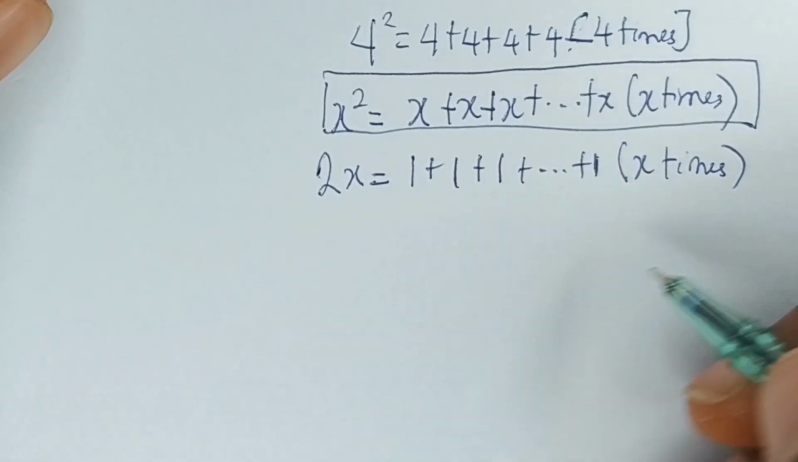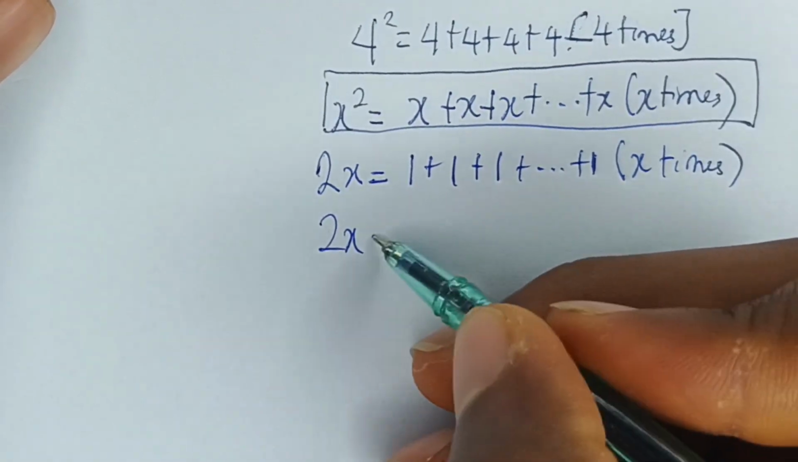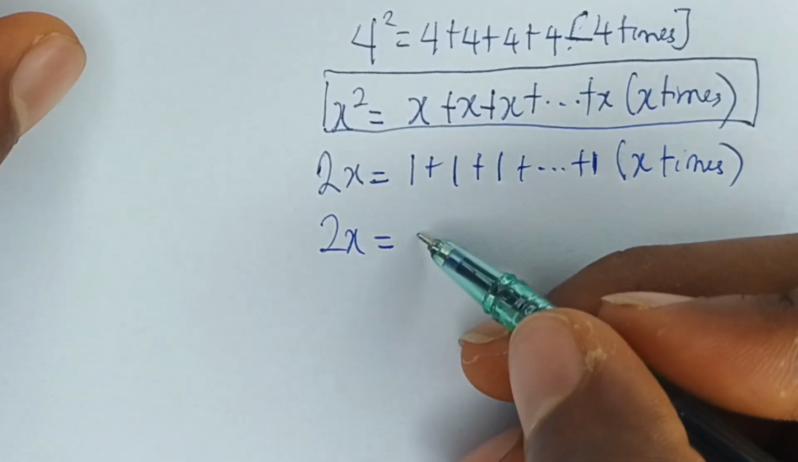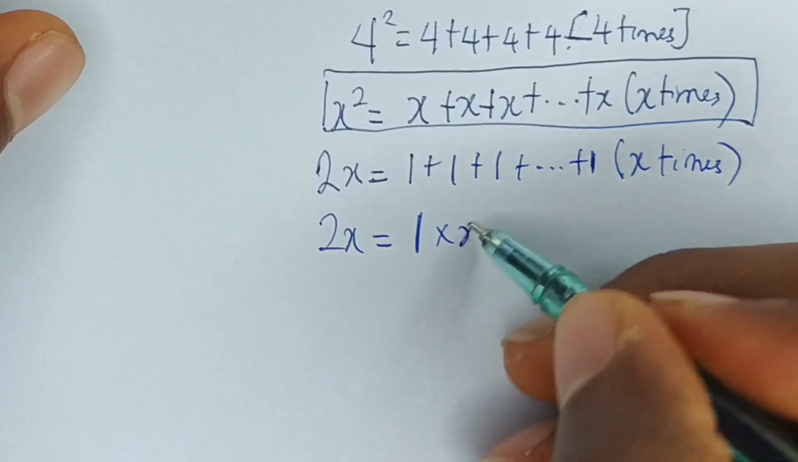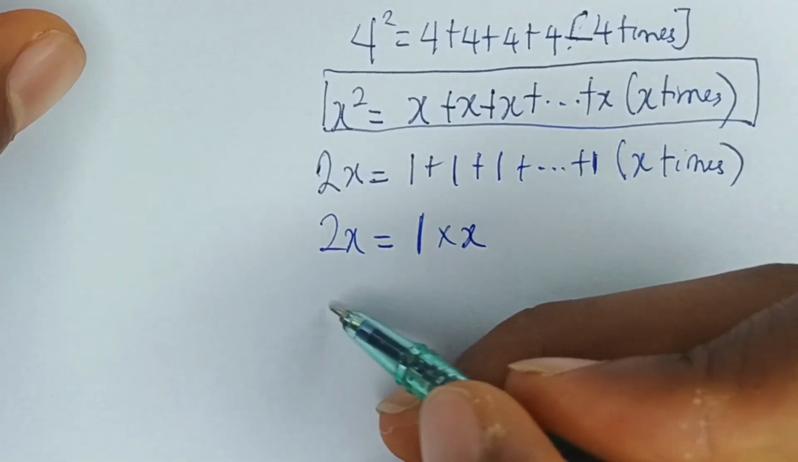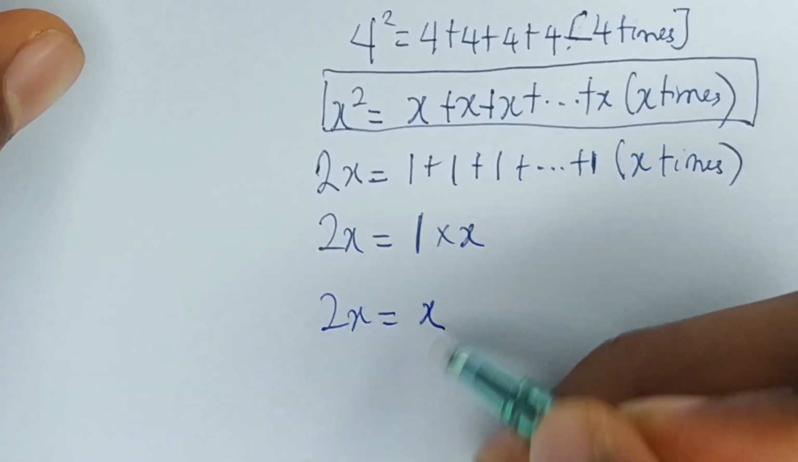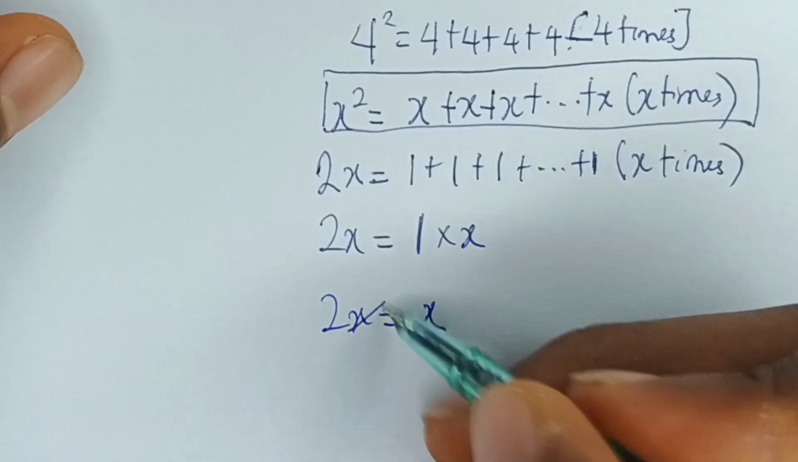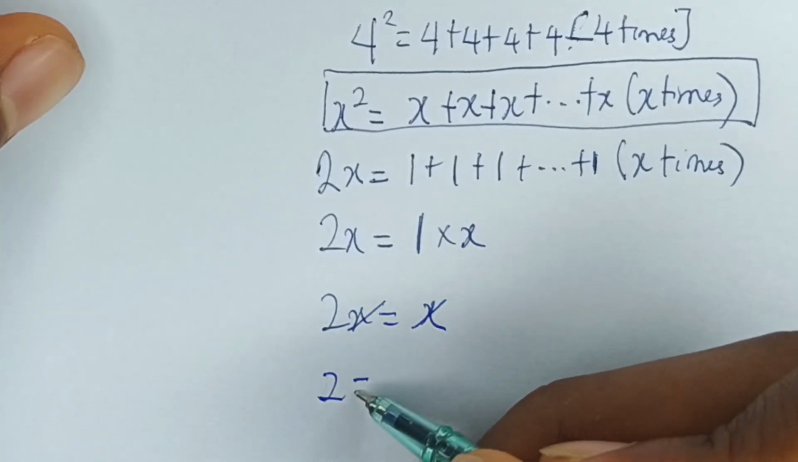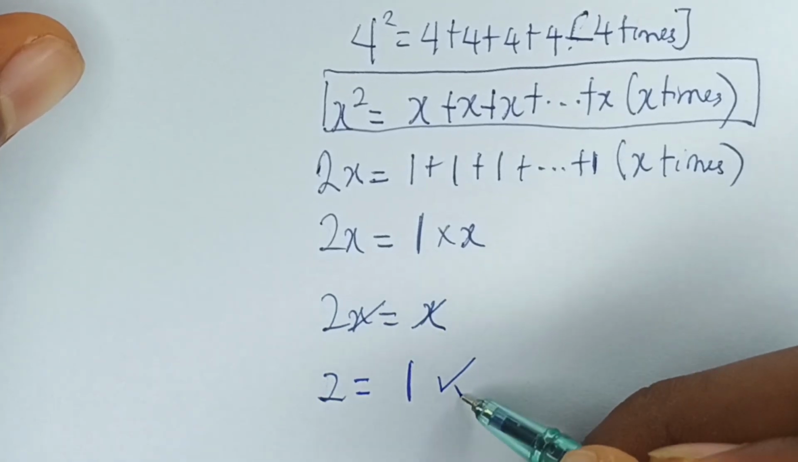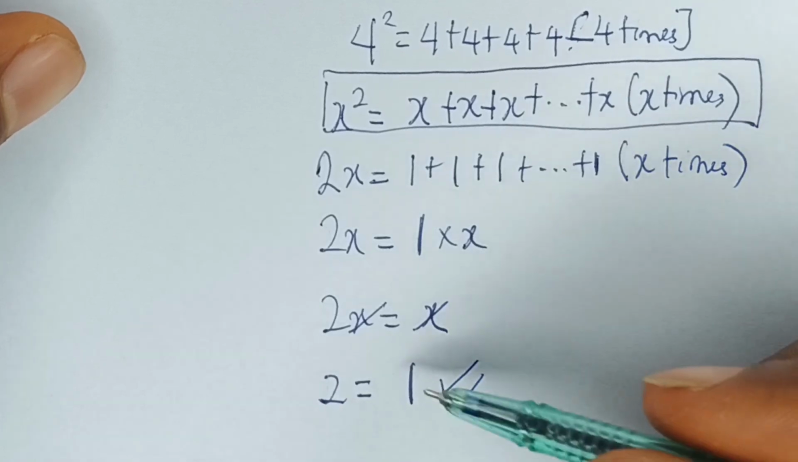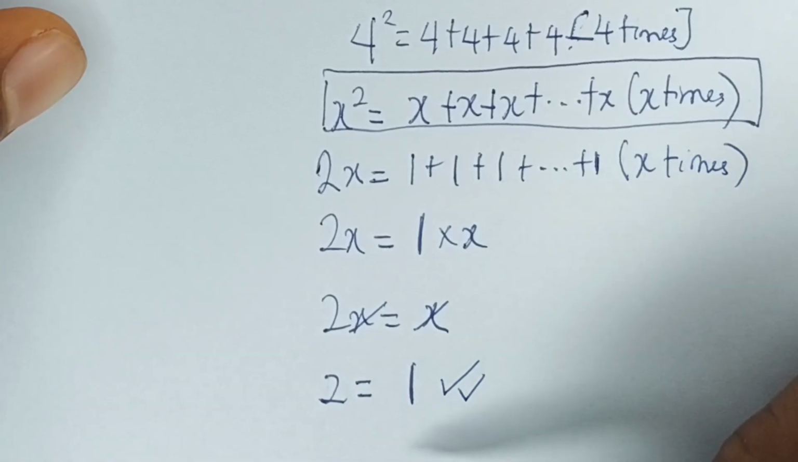Now 2x becomes equal to 1 times x. From this, 2x becomes equal to x. Striking out x on both sides, we have that 2 is equal to 1. So can you now see that we showed that 2 is equal to 1.